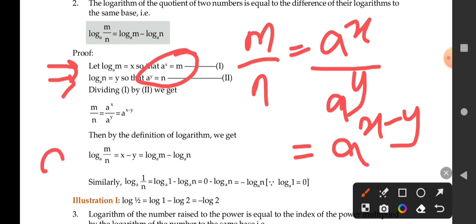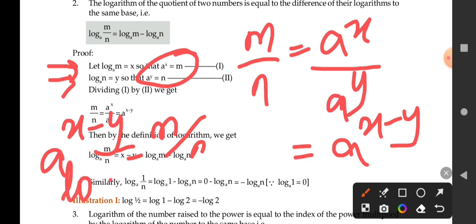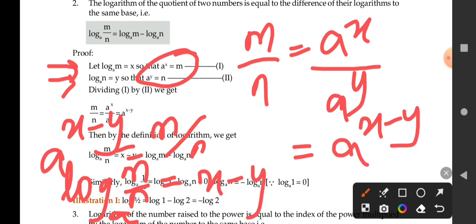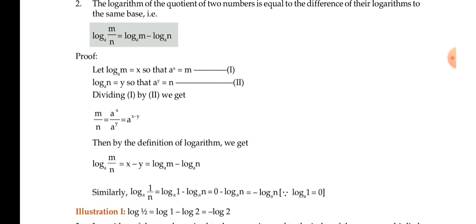Okay, so what did you get? a power x minus y is equals to m divided by n. So log of m divided by n to the base a is equals to x minus y. And what is x and y? Log m to the base a and log n to the base a. I hope you understood this one as well. Okay.